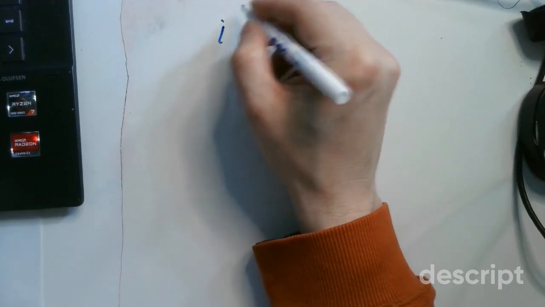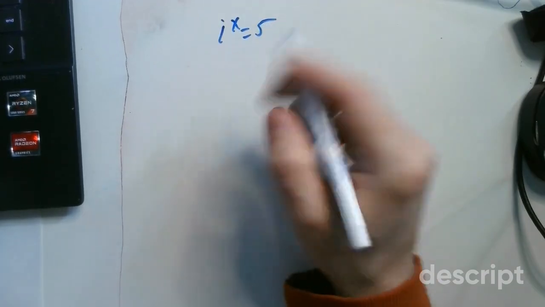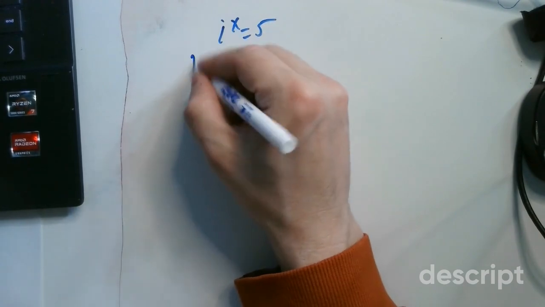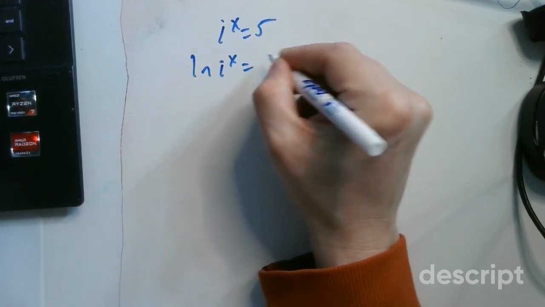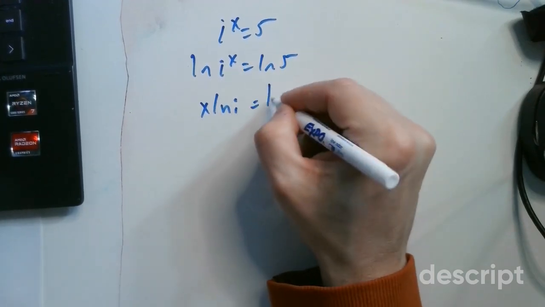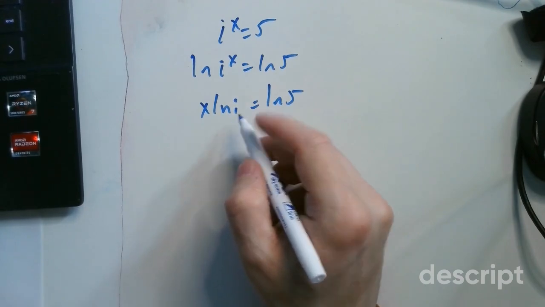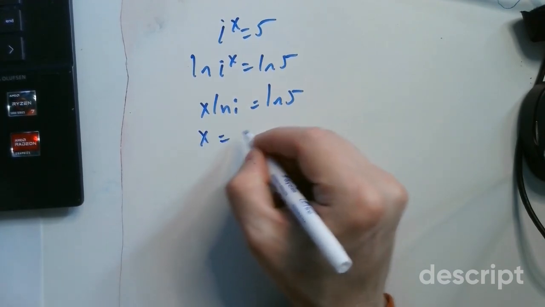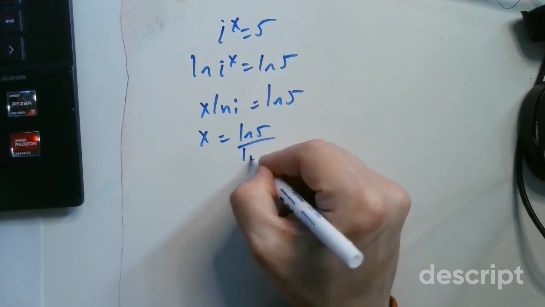Alright, let's find the value, say, of i^x = 5 or something like that. So first you take the ln on both sides. So ln i^x = ln 5. Bring the x down. So x ln i = ln 5. Divide by ln i. So you're going to have x = ln 5 over ln i.